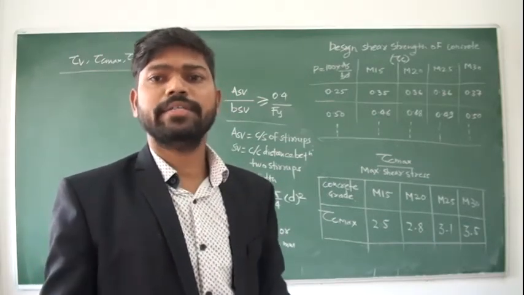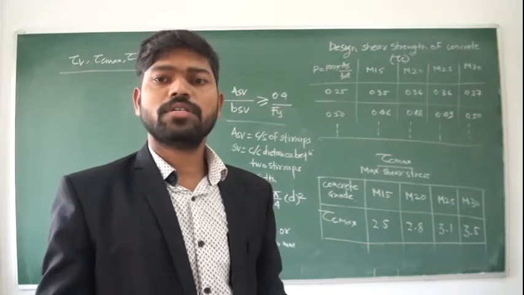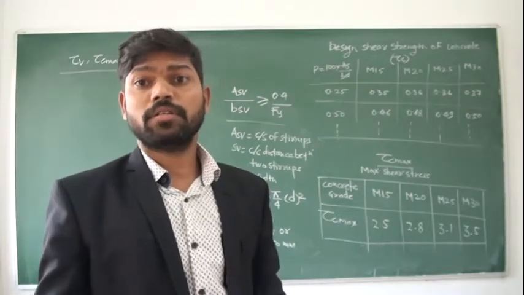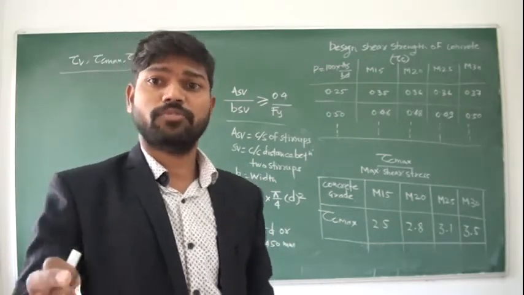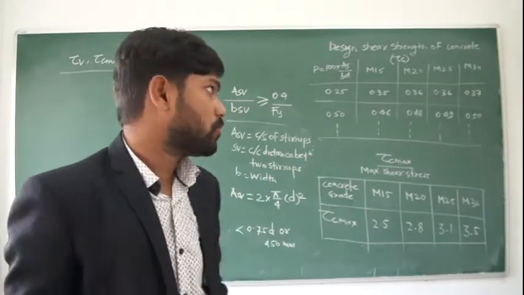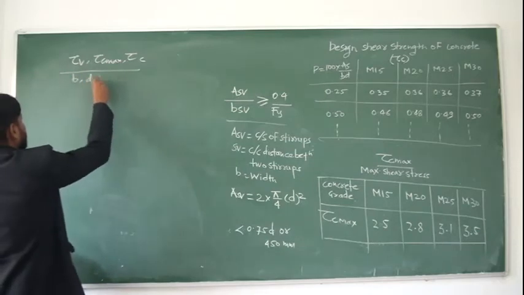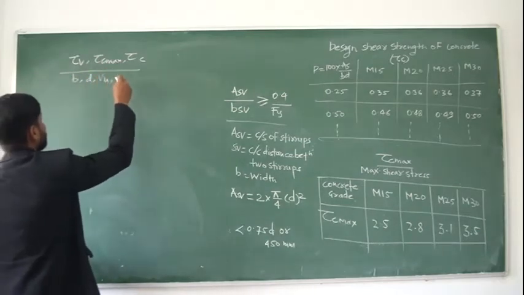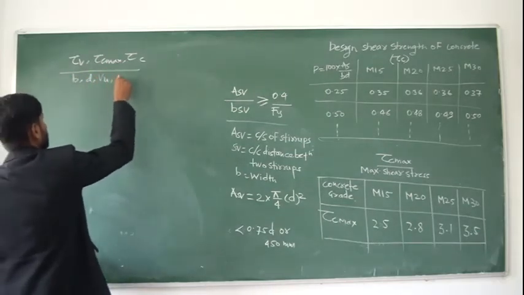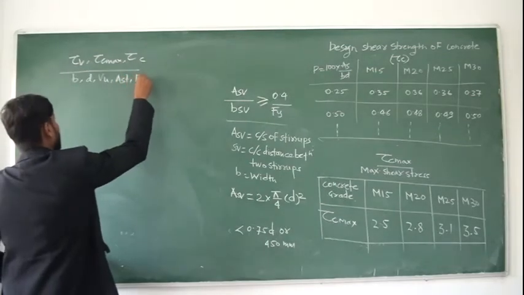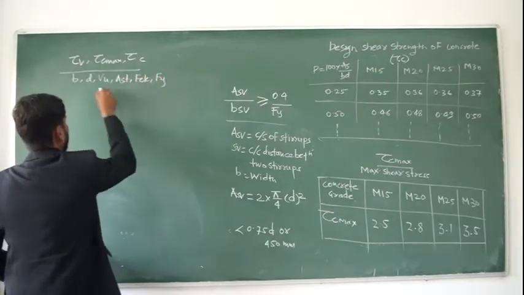So what are the given values? b is given, d is given, Ast is given, Vu is given. Shear force means Vu, the factored shear force, is given. So b, Vu, then Ast, fck, fy.